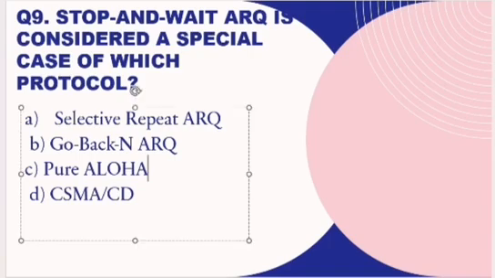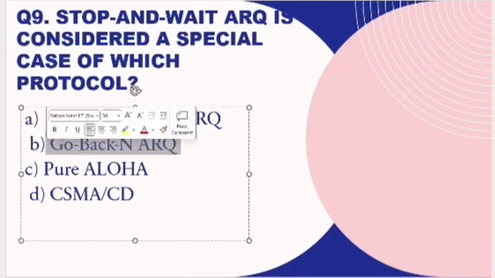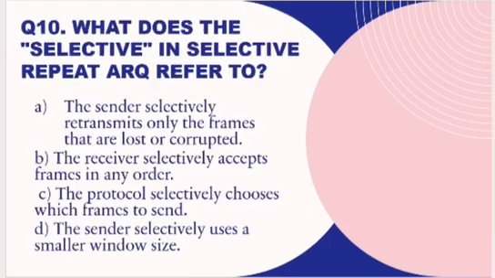I hope you all have guessed the answer right. So the correct answer for this question is go back N ARQ. Moving on to the next question. What does the selective in selective repeat ARQ refer to? Option A, the sender selectively retransmits only the frames that are lost or corrupted. Option B, the receiver selectively accepts frames in any order. Option C, the protocol selectively chooses which frame to send. Option D, the sender selectively uses a small window size.